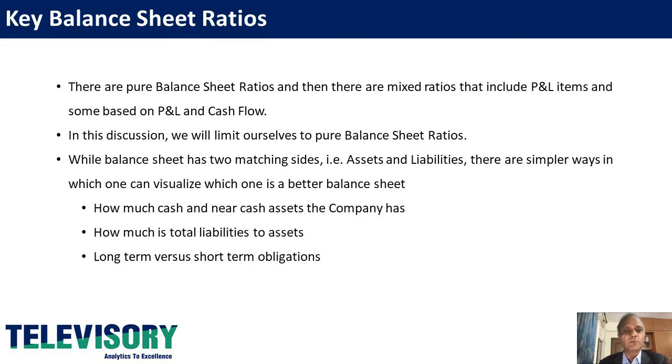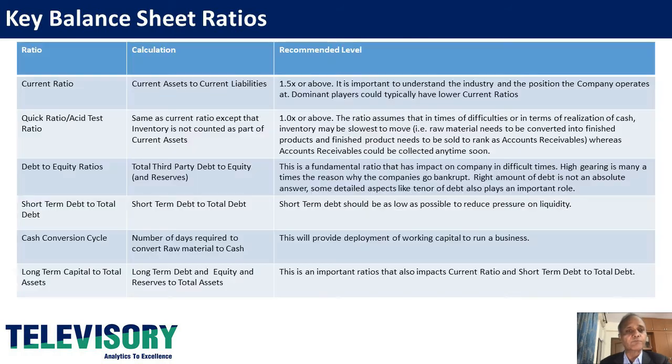We spoke about two matching sides of assets and liabilities in the balance sheet. However, when we calculate the ratios, we would realize how the proportion of certain parts of assets and certain parts of the liabilities make it a stronger or not so strong balance sheet depending on the ratios that we derive.